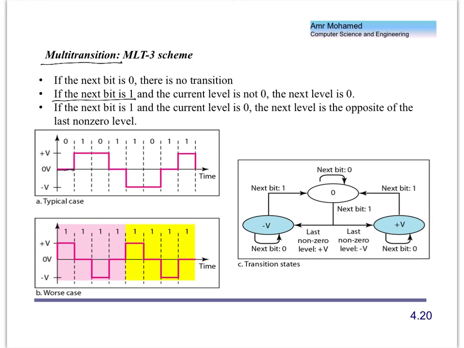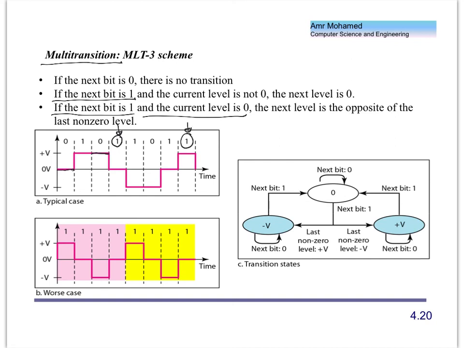Okay? If the next bit is 1 and the voltage level is positive or negative, make it 0. So a case like this, for example: this voltage level is positive and the upcoming bit is 1. So the value is positive, make it 0. The value is negative, make it 0. Okay, if the next bit is 1, but the current level is 0, then a case like this is this one.